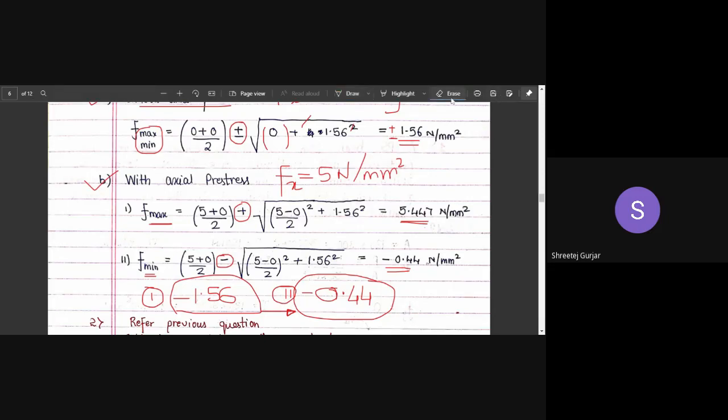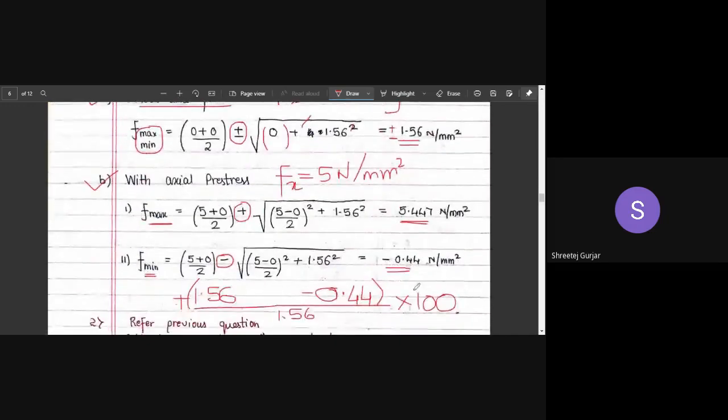How can you calculate the change in magnitude? This particular difference between these two values is divided by the initial value. The initial value is 1.56, multiplied by 100 to calculate in percentage. So the difference between 1.56 and 0.44, divided by the initial value of maximum principal stress, into 100, gives you the change. This is how we can calculate.